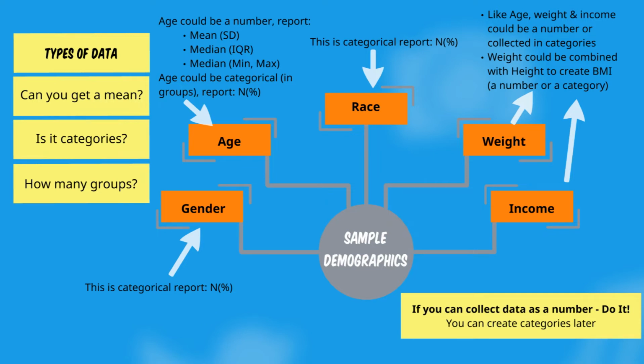If you can collect data as a number, collect it that way. Ask for someone's age. Let them tell you what their age in years is. You can always create a category later. If you capture someone's weight by using checkboxes, you cannot take that weight and create BMI. If you do not know their exact weight, you can't use it in a formula such as a mean or such as BMI. If you can collect data as a number, collect it as a number. You can always create categories later.